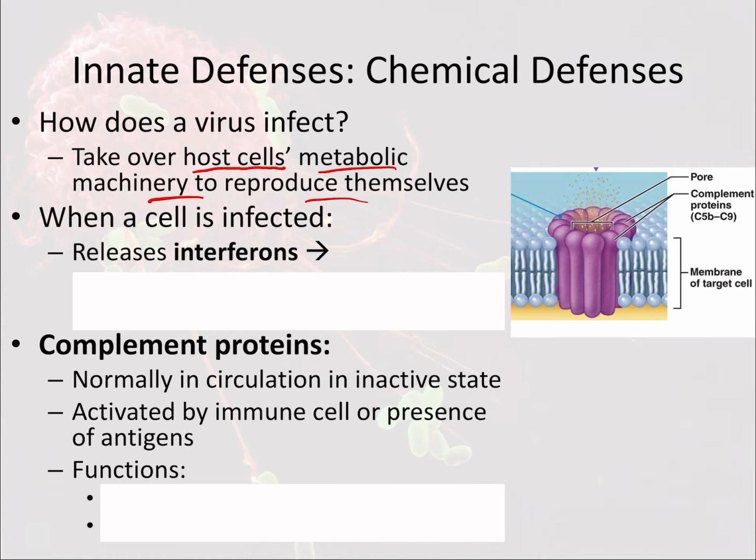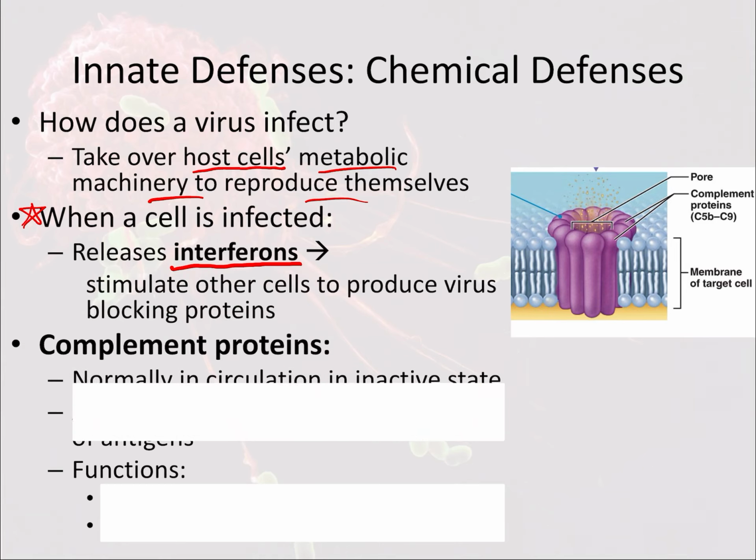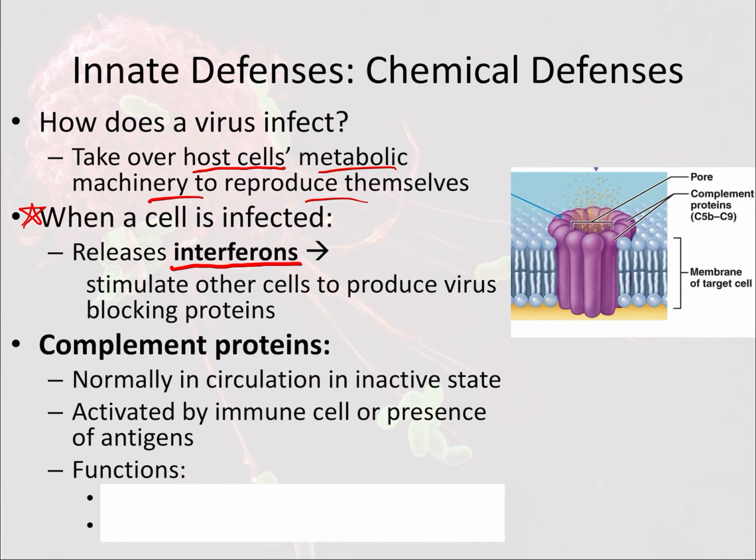Okay, but when a cell is infected, one of the defenses that it puts up is it releases something called interferons. And interferons are a chemical that goes to the neighboring cells and causes those cells to put up a wall of defense, put up these virus-blocking proteins. They're going to kind of protect it. It's kind of like an alarm, like, hey, there's an invader on the loose. Lock your doors, close your windows. Right? That's pretty much what's happening.